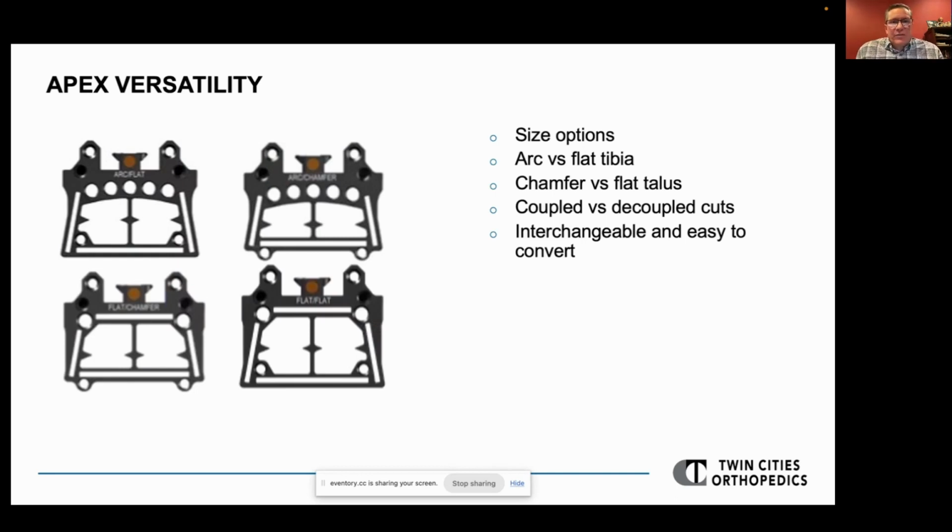I mentioned the Apex has a lot of versatility. I talked a little bit about the versatility, the size options, the arc versus the flat tibia. If you're a believer in the arc tibia, you can do the arc tibia. If you want a traditional flat cut tibia, that's certainly available as well. A chamfer talus versus a flat talus, you can mix and match. You can do an arc tibia with a flat talus, an arc tibia with a chamfer. Like I said, it's all mix and match. Coupled versus decoupled cuts, all interchangeable, relatively easy to convert from one to another if you decide to change your mind intraoperatively.